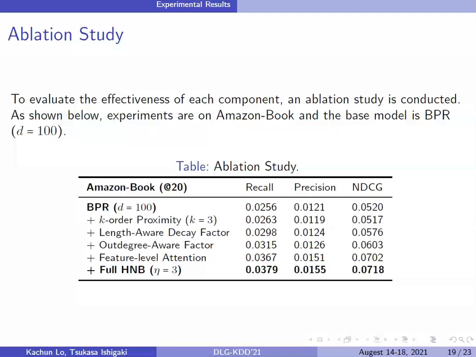We also did an ablation study to evaluate the effectiveness of each component. As shown below, the experiment is on Amazon Book, and the base model is BPR. So we start from a BPR baseline model, and we add components to it gradually to see how they affect the performance. And it shows that the full Hanabi model tends to have better performance.